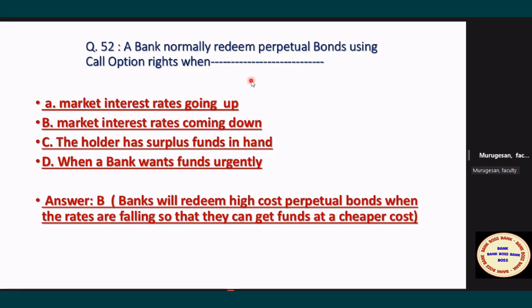They will redeem the bond if the interest rates are going down. Understood or not? This is the question. The twister question is simple, but you have to answer correctly.